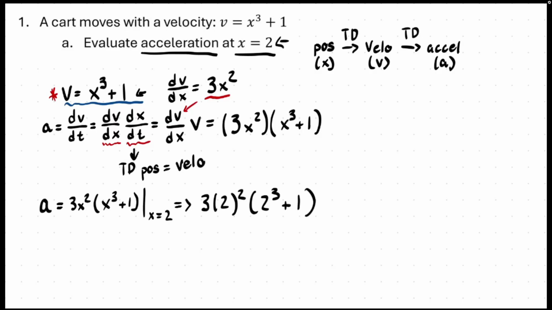I don't have my calculator on me, but I can just look to my answer key here. And this works out to being 108. So the acceleration value when time is 3 is 108. That's x equals 3, not time. All right.